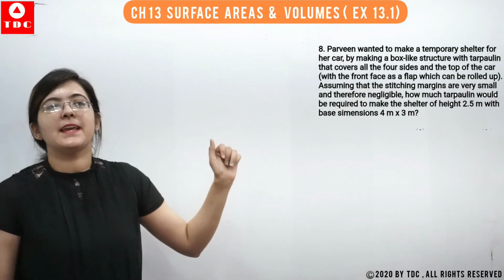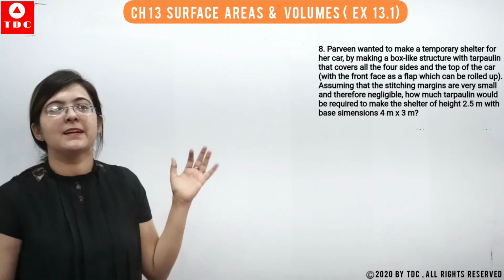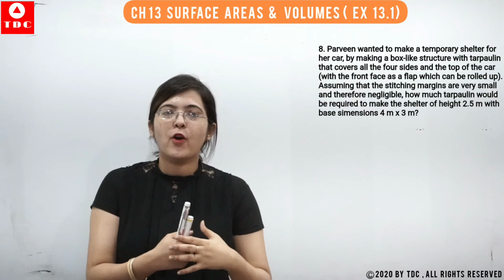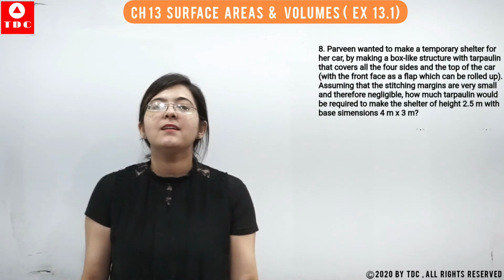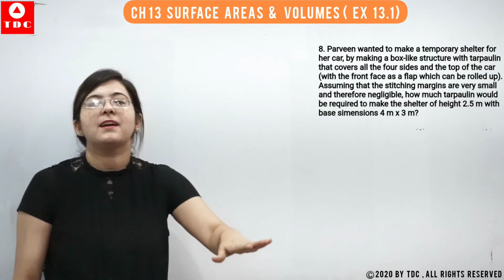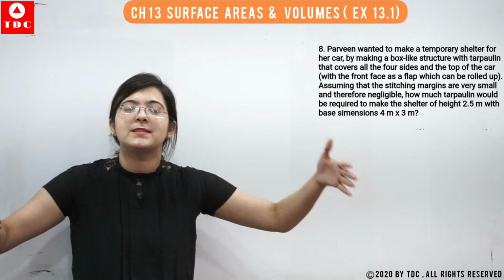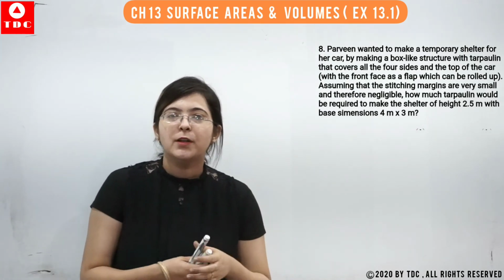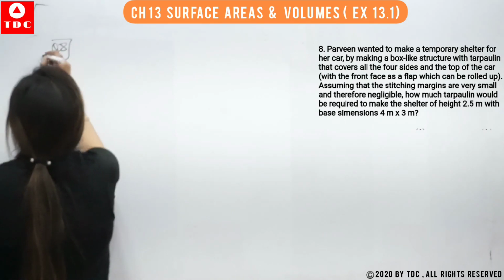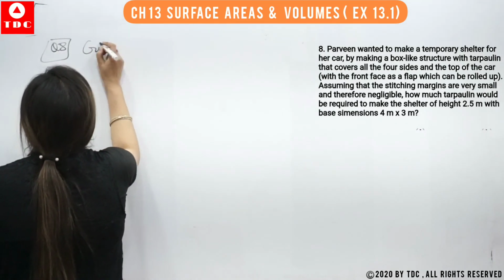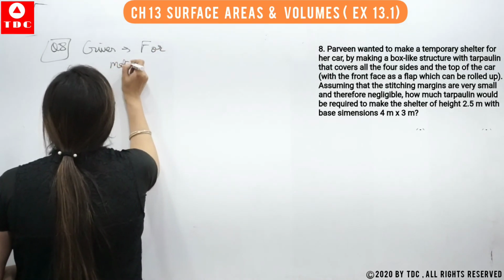Okay, it is saying how much tarpaulin will it require to make the shelter. That means it wants 4 walls and the roof. Okay, the bottom doesn't need the tarpaulin because there the car would stand. So what area we want? Area of 4 walls plus the area of roof to make the shelter. So let's start. What are the dimensions given for making a shelter?